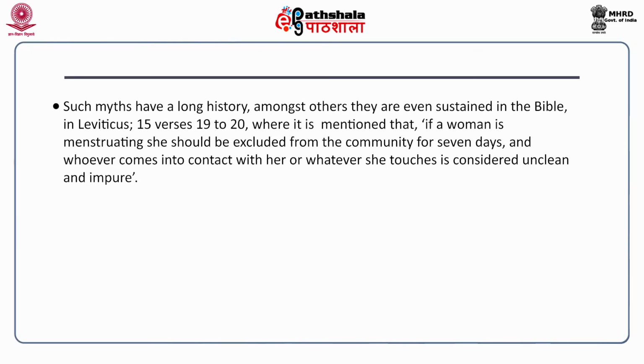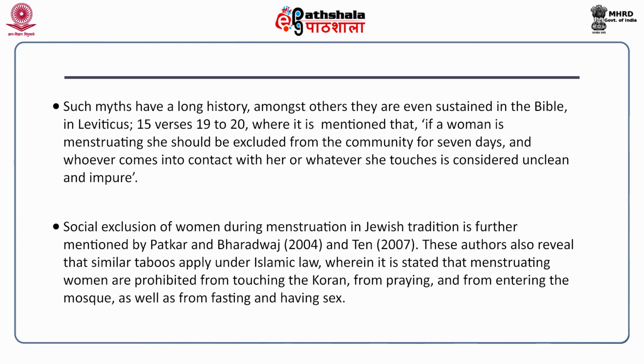Such myths have a long history. Among others, they are even sustained in the Bible, where it is mentioned that if a woman is menstruating, she should be excluded from the community for 7 days, and whoever comes into contact with her or whatever she touches is considered unclean and impure. This kind of social exclusion of women during menstruation in Jewish tradition is further mentioned. Authors like Patkar and Bhardwaj also reveal that similar taboos apply under Islamic law, wherein it is stated that menstruating women are prohibited from touching the Quran, praying, entering mosques, fasting and having sex.